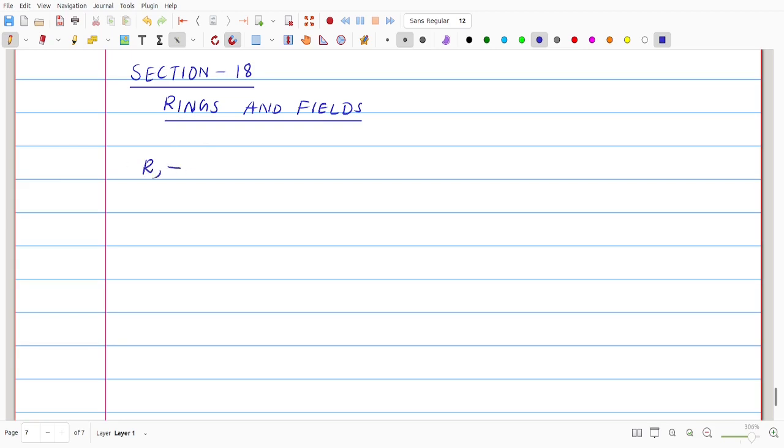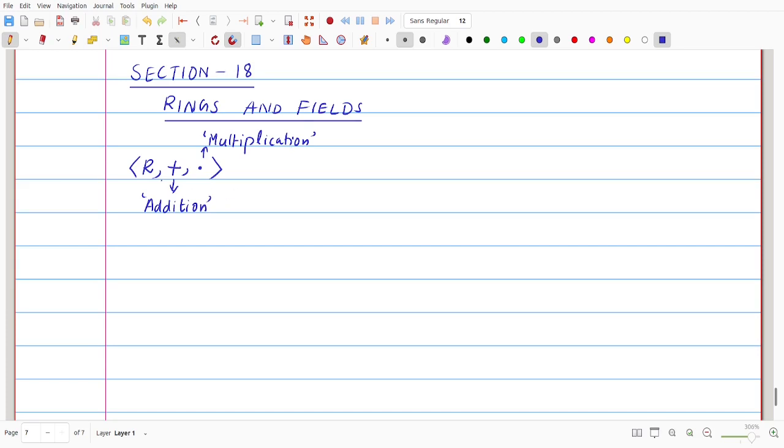In rings there will be two binary operations, say plus and multiplication. The first binary operation is what we call addition. This is not the usual addition; it is just the name for the first binary operation. For the second binary operation, we use the word multiplication instead of saying second binary operation. So these are two keywords in ring theory, addition and multiplication.